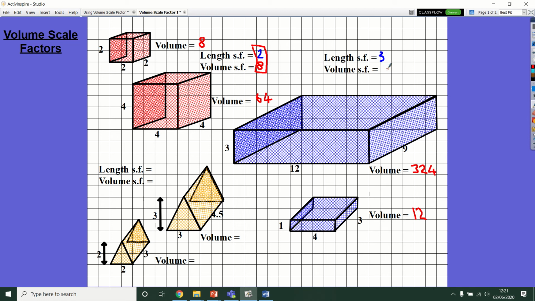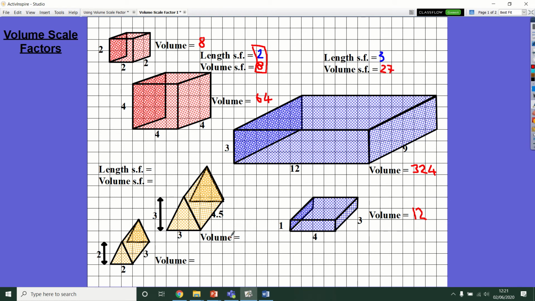Okay, the scale factor is what we want up here. How many times bigger has the volume got? Well, you can divide these numbers to get the scale factor. And when you divide 324 by 12, the answer you get is 27. Right, they're all in the right place now. I'll try not to do that again.